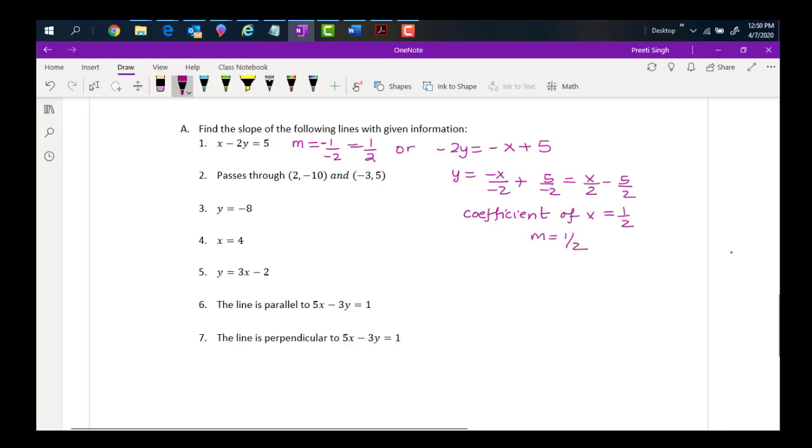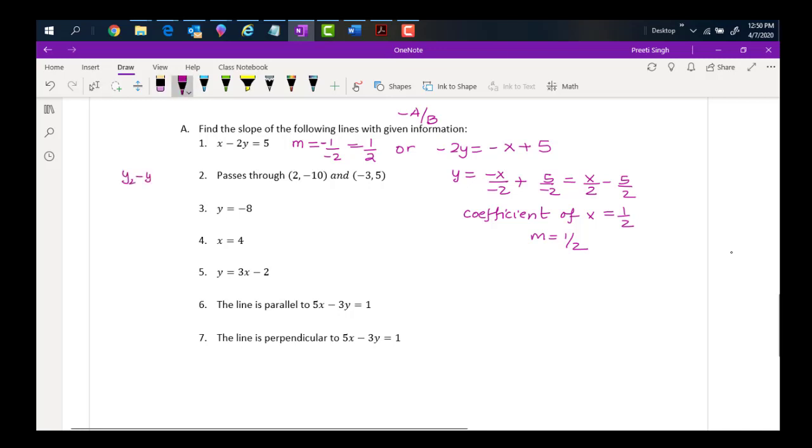Either way, some students like it this way, some like it that way. So either way, you should know the technique, but just stay consistent with that. Either you know it's -a over b given the standard form, or you solve for y and the coefficient of x is your slope. Now the next one is passing through these 2 points. So that's an easy one.